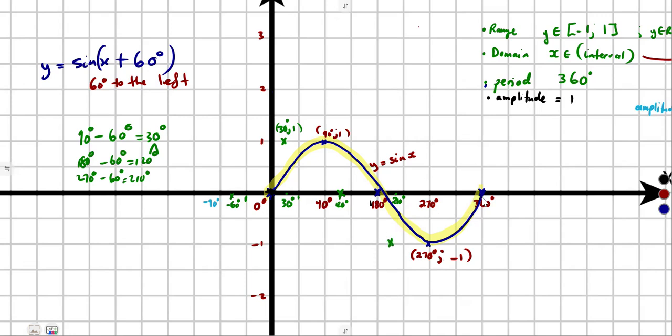What was happening at 360 degrees? We have taken it to the left, 60 degrees. So 360 minus 60. It is now happening at 300 degrees. So if it was 360 versus 0, it is now 300 degrees versus what? 300 degrees versus 0. So our graph now is going to be like this.